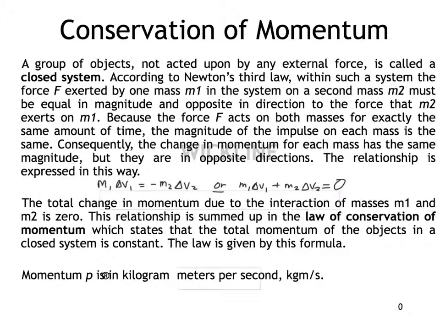Or, you could think of it, instead of it being positive equals negative, you could just move them both to the same side of the equation and think of it this way: the change in momentum for object 1 plus the change in momentum for object 2 is going to equal 0. And this is really a perfect statement of the original idea that momentum is conserved during these collisions. In other words, the overall change in momentum for all of the objects in the system must be 0.